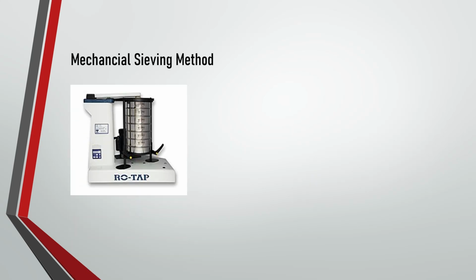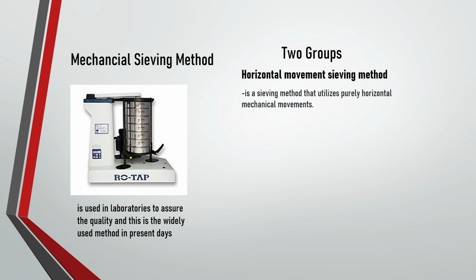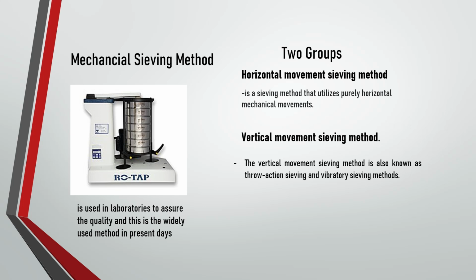The mechanical sieving method is used in laboratories to assure quality, and this is the widely used method in present days. There are two groups in the mechanical sieving method. The first one is the horizontal movement sieving method, which utilizes purely horizontal mechanical movements. The other one is the vertical movement sieving method, also known as the throw action sieving and vibratory sieving methods.